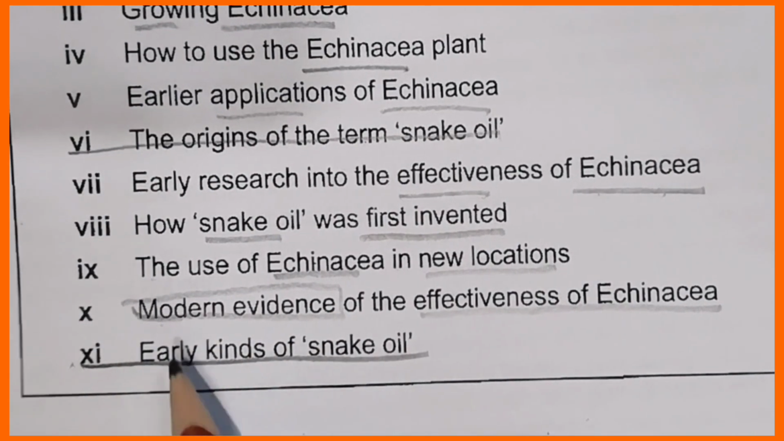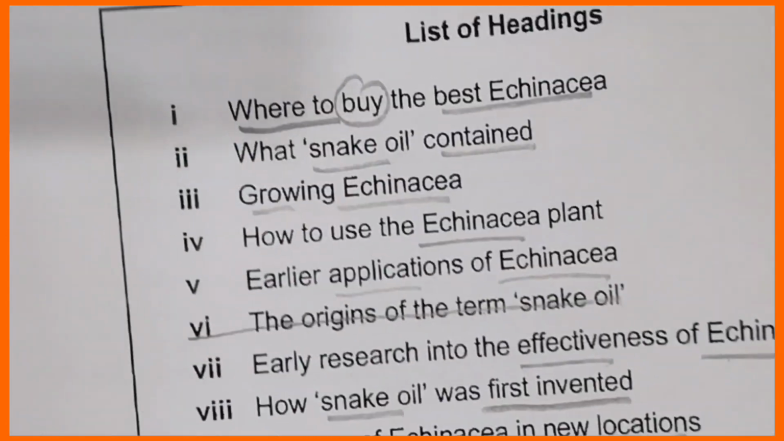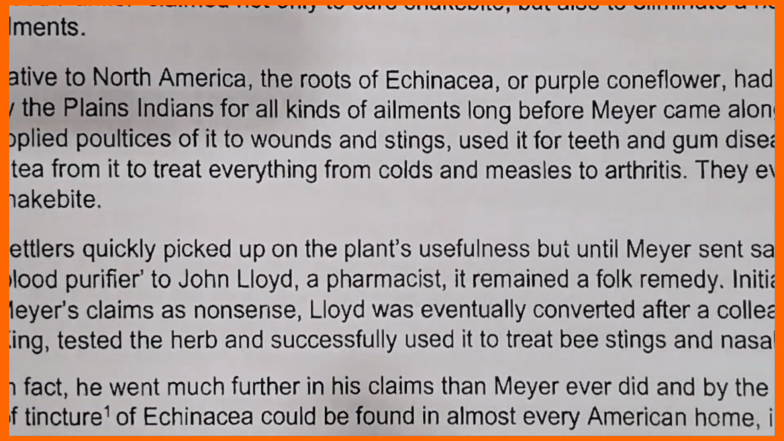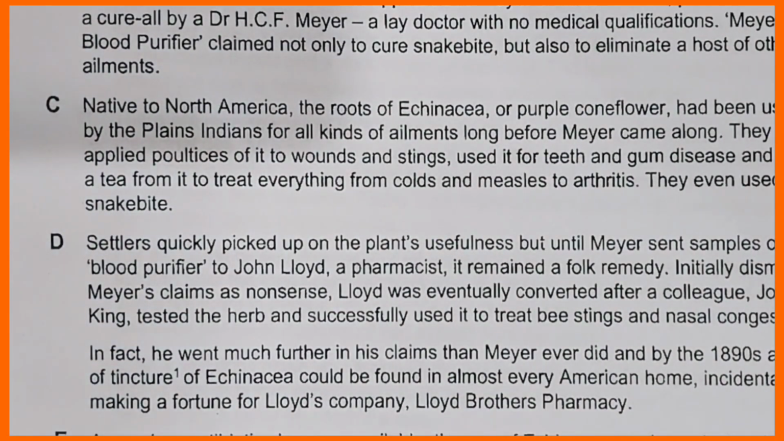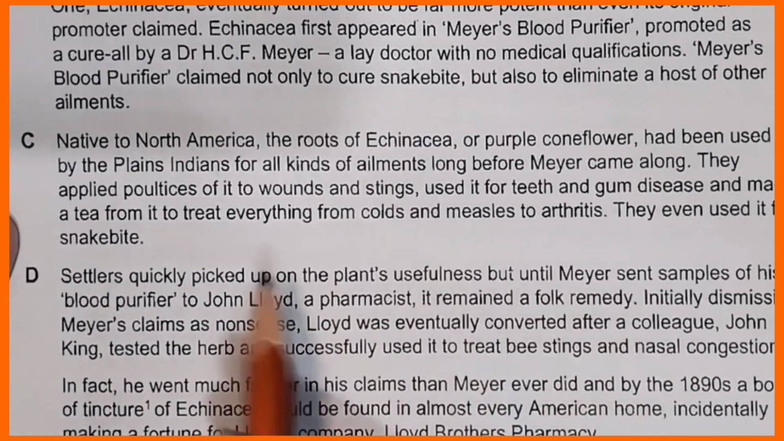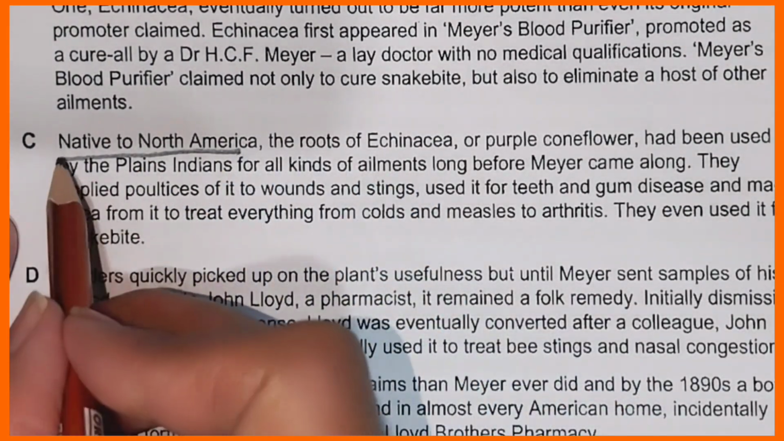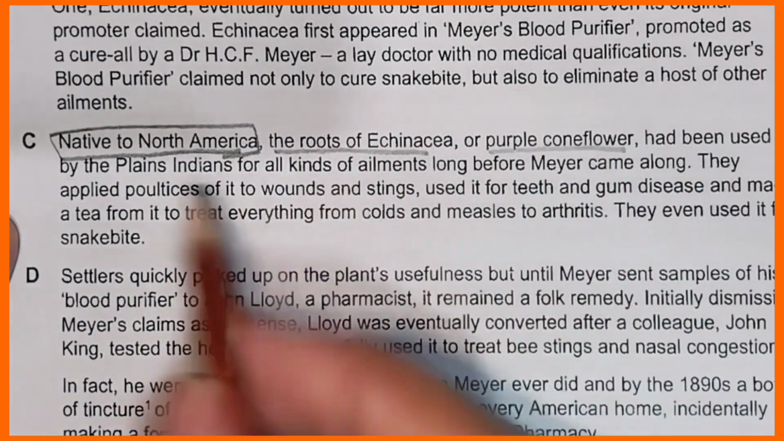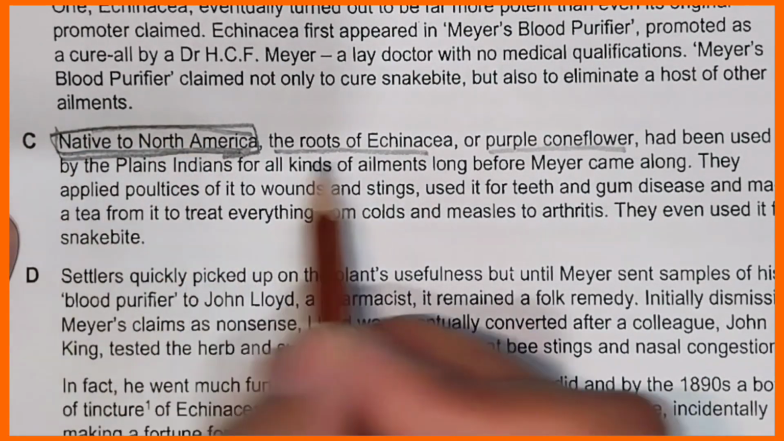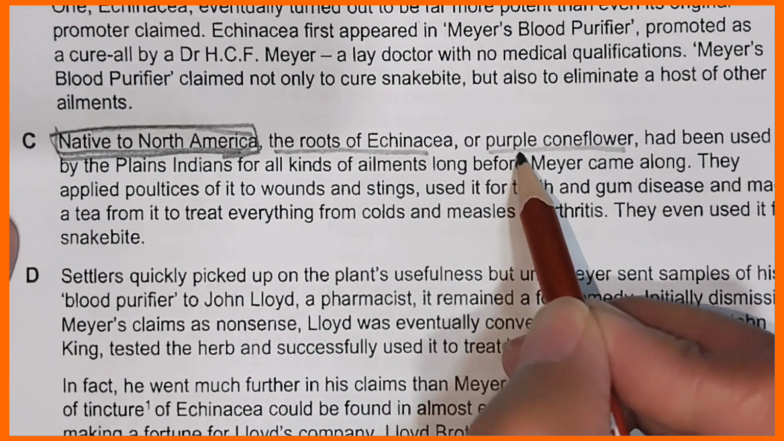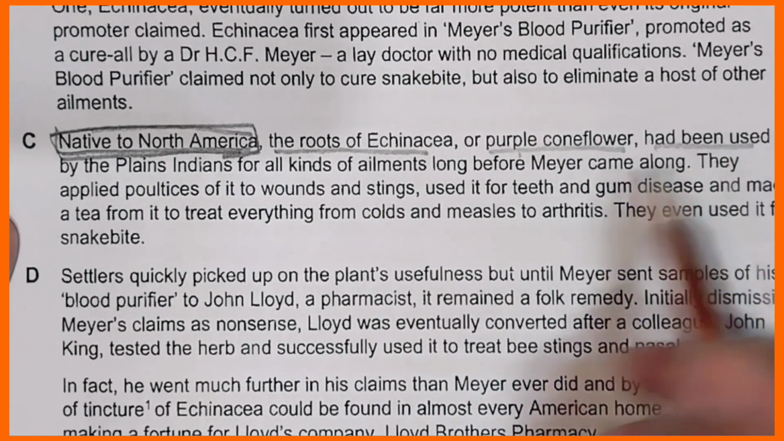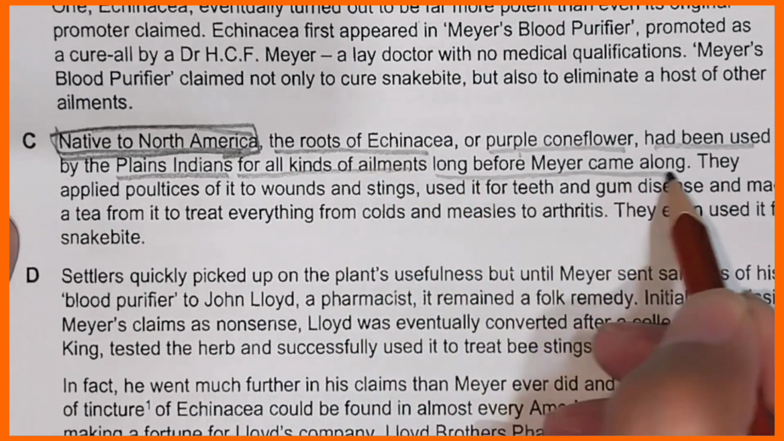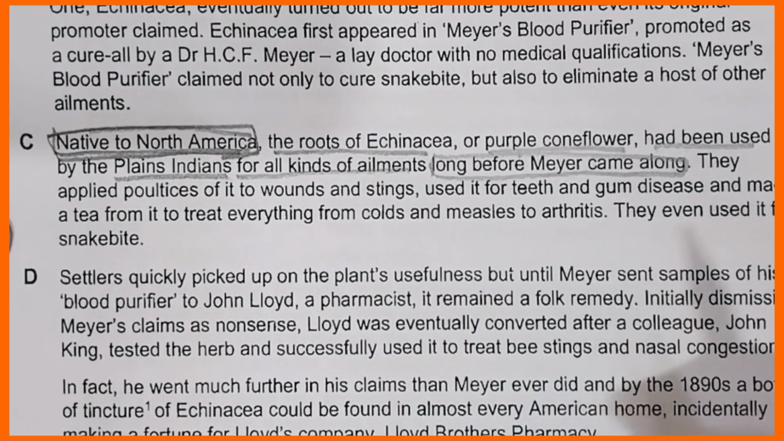So we are supposed to go for section C, and I am not always going to read the whole passage of the previous ones, but will go directly to section C. This is the exact and 100% effective method to deal with matching headings. Native to North America. The roots of echinacea or purple sunflower. Always highlight like this the names of the countries. Roots, purple cornflowers, had been used by the Plains Indians for all kinds of ailments long before the mare came along. So it is used for ailments.